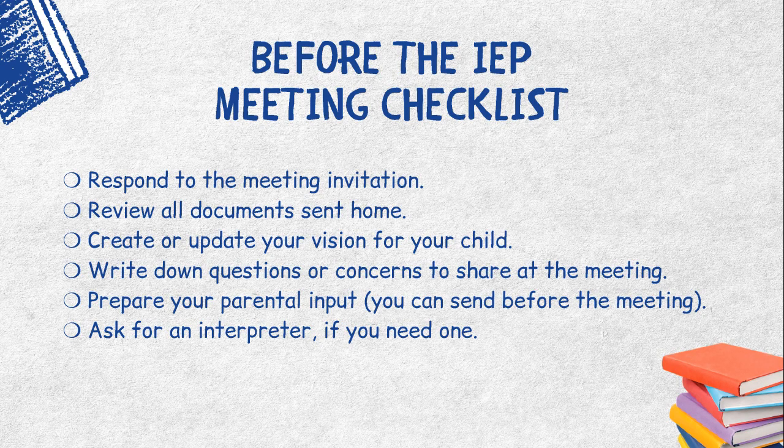Parents should review the draft to ensure their understanding of what the school team is proposing for their child's educational needs. Creating a vision for their child's educational needs, preparing a parental input statement, and writing down any questions or concerns is an important aspect of parental involvement in the IEP process. If there is a language barrier, it is best to request an interpreter at the meeting well beforehand.